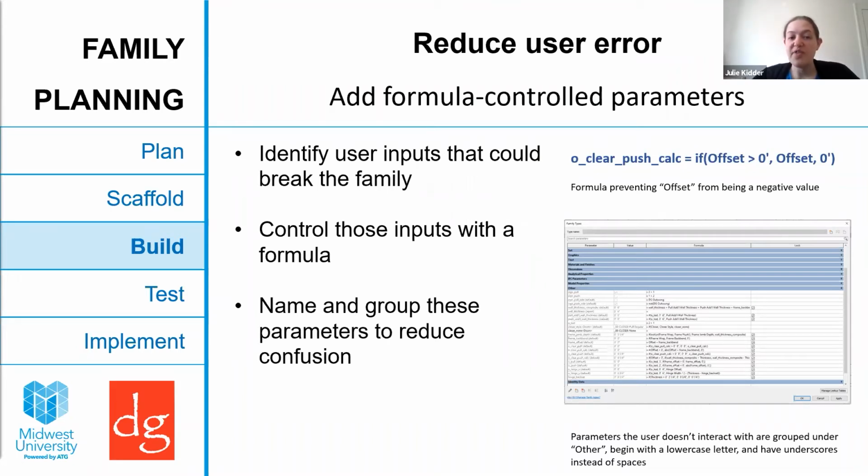And all of these parameters that I don't expect the user to interact with, I group in Other, because Other sorts to the very bottom of the family dialog. And so anything that I want a user to interact with, I don't put in the Other category. They drop to the bottom and they're easy to ignore.